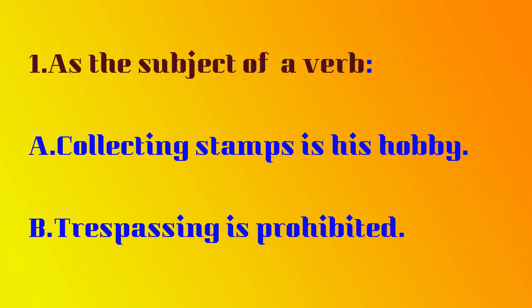Let's see another example. Trespassing is prohibited. Trespassing is again a gerund. So when we look at both sentences, we find the verb plus ing forms are used as gerunds. They function as nouns. Is it clear?